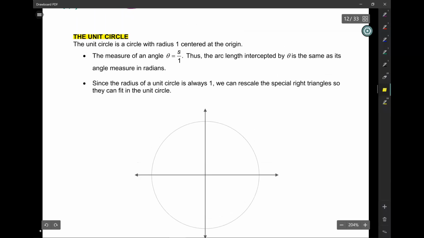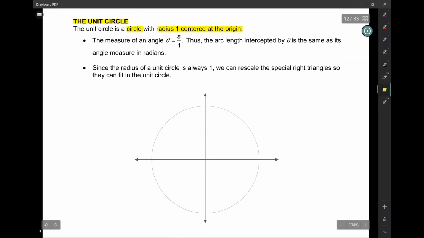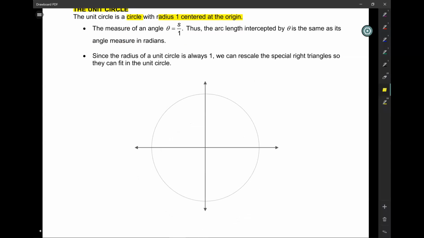The unit circle is just a circle with radius 1 centered at the origin. That's what the unit circle is. So, here we go. We have a unit circle with a radius of 1. Now, if the radius of this circle is 1, then we run into a couple of problems. So one problem is this.